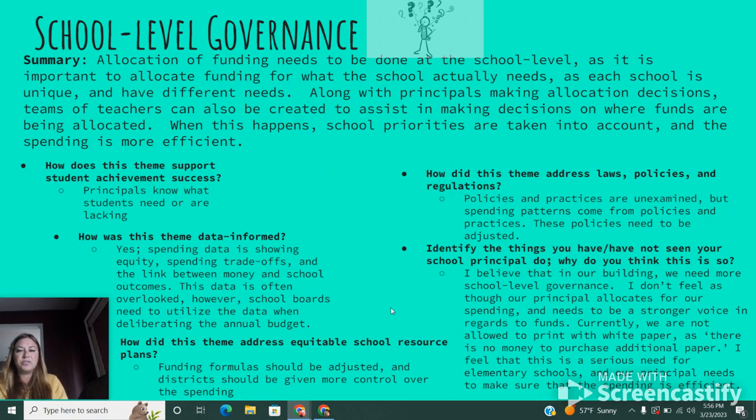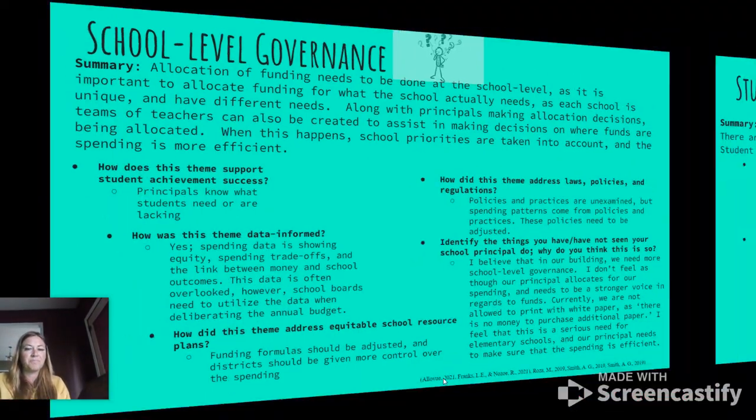Identifying the things you have or have not seen your school principal do, and why do you think they do this? I believe that in our building, we need more school level governance. I don't feel as though our principal allocates for our spending and needs to be a stronger voice in regards to funds. Currently, we are not allowed to print with white paper as there is no money to purchase additional paper. I feel that this is a serious need for elementary schools and our principal needs to make sure that the spending is efficient. I think that she doesn't do this as much as she should in fear that she's already pushing for too many things in our building.